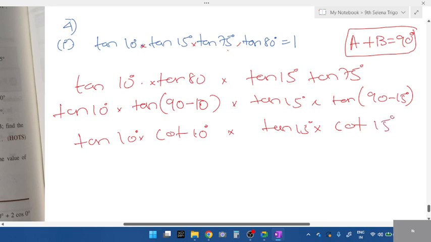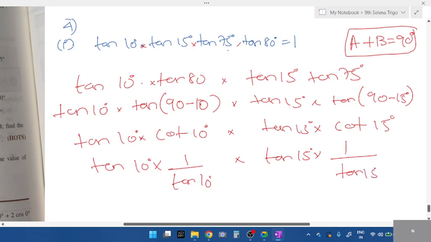are they getting cancelled? Unlike terms, they're not getting cancelled. Reciprocal. Tan 10-degree into what is complement reciprocal for cot? Yes, 1 by tan 10. Understood? Now they get cancelled. Tan 10 into tan 15 degrees 1 by, no, reciprocal tan 15. It gets cancelled.